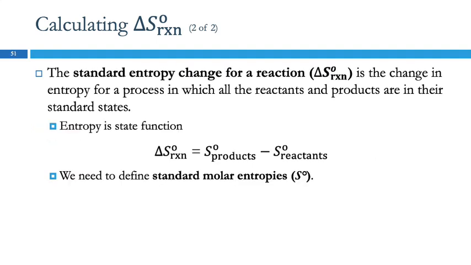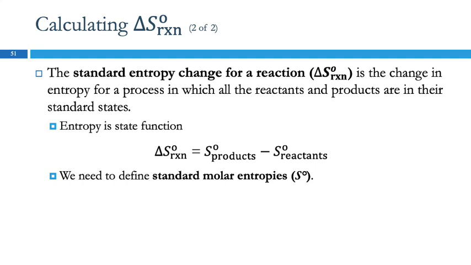So the standard entropy change for a reaction, delta S0 RxN, is the change in entropy for a process in which all the reactants and products are in their standard states. Entropy is a state function, just like enthalpy. It doesn't depend on the process. It only depends on the beginning and the ending points, right? So the change in entropy for the reaction is going to equal the entropy of the products minus the entropy of the reactants.